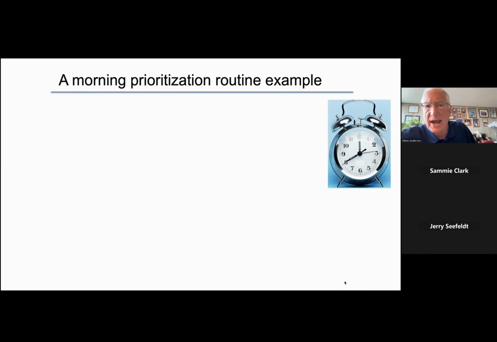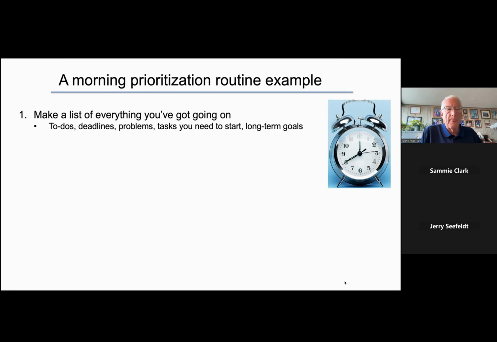So this is an example of a morning routine that you might go through that includes a simple prioritization. So number one, make a list of everything you've got going on. So you come in the morning and the first thing you do, make a list. So to-dos, deadlines, problems you're working on, tasks you need to get started on, long-term goals. Let me tell you, folks, getting everything out of your head and written down is the single best way to kind of gain perspective on what's in front of you.